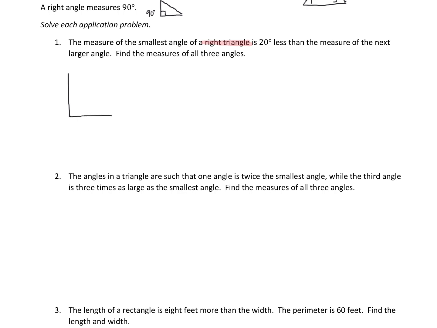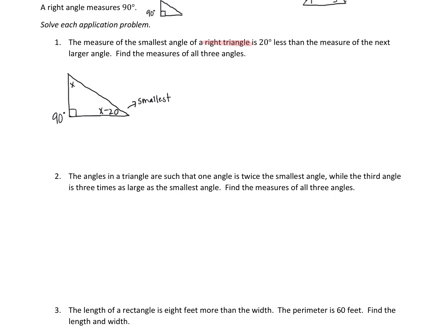A right triangle means that one of the angles of the triangle is 90 degrees. So I'm going to draw it so that this angle is 90 degrees. The measure of the smallest angle, I'm just going to call this one the smallest. The measure of the smallest angle of a right triangle is 20 degrees less than the measure of the next larger angle. So we'll call this one x, and the smallest one is 20 degrees less than that. So this will be x minus 20.